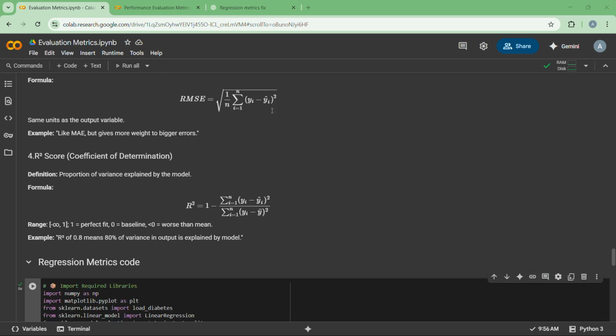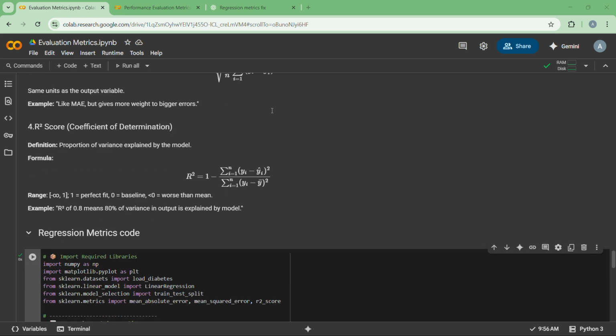And last one is R square, the coefficient of determination. It represents the proportion of variance explained by the model. The formula is here, and the range is minus infinity to 1. 1 means perfect fit, 0 means baseline, and less than 0 means worse than the mean. Example, R square of 0.8 means 80% of the variance in the output is explained by the model.